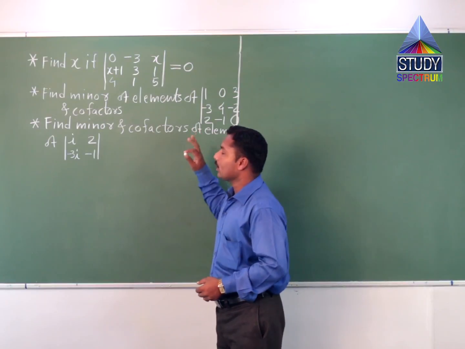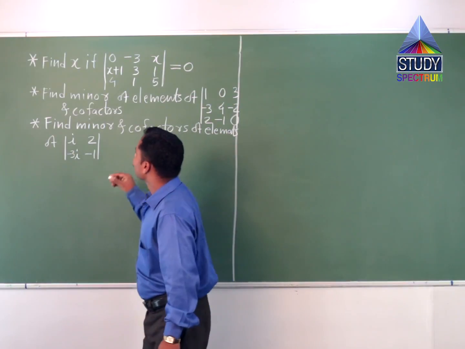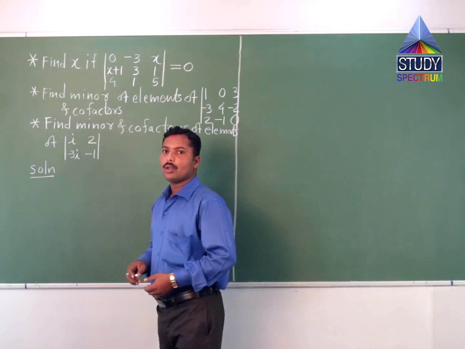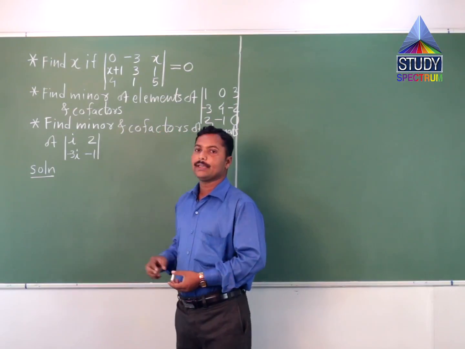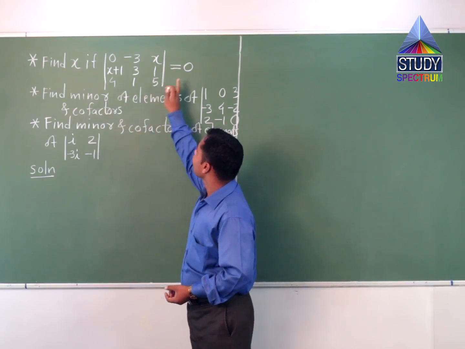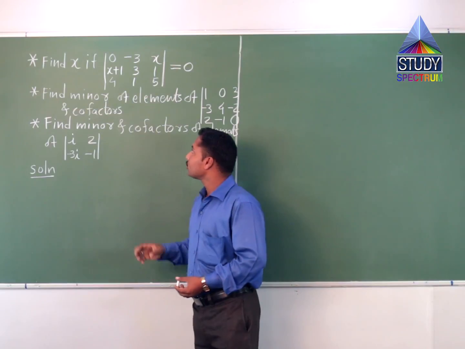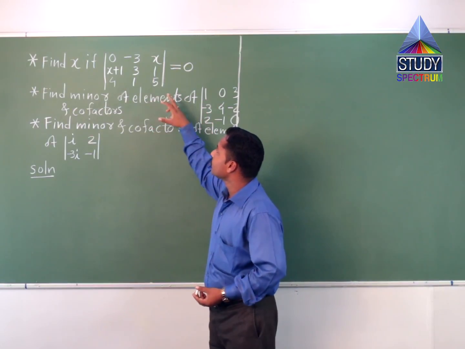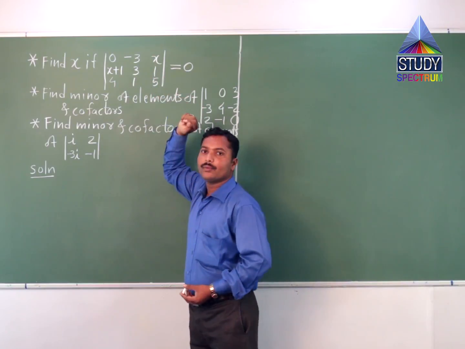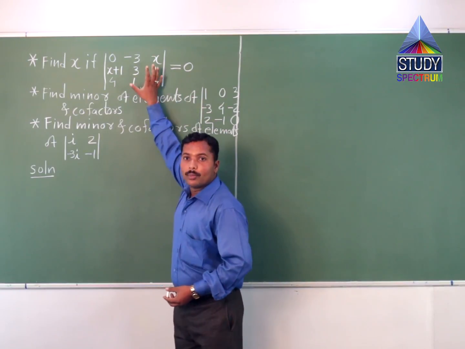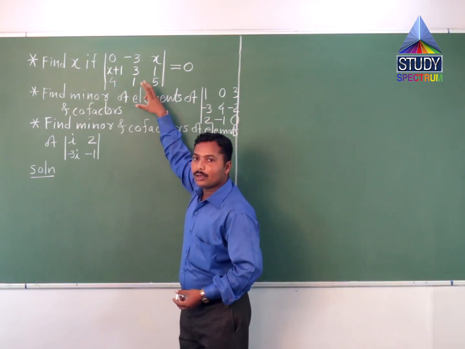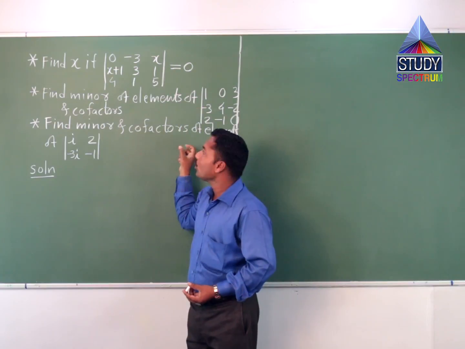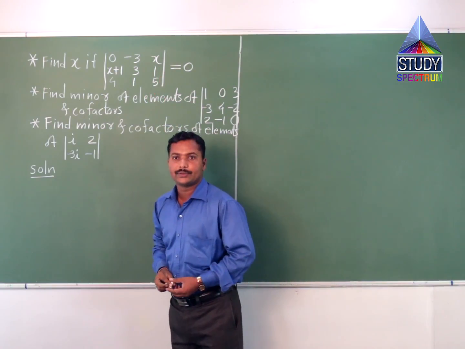Let's solve three more problems. So we solve the first problem. Solution. What is the problem? Find x if the determinant value is equal to 0. It means the value of the determinant is already given, and by using this value we find the value of x. First we expand this determinant, and that determinant is equal to 0. By using this value 0 we find the value of x.